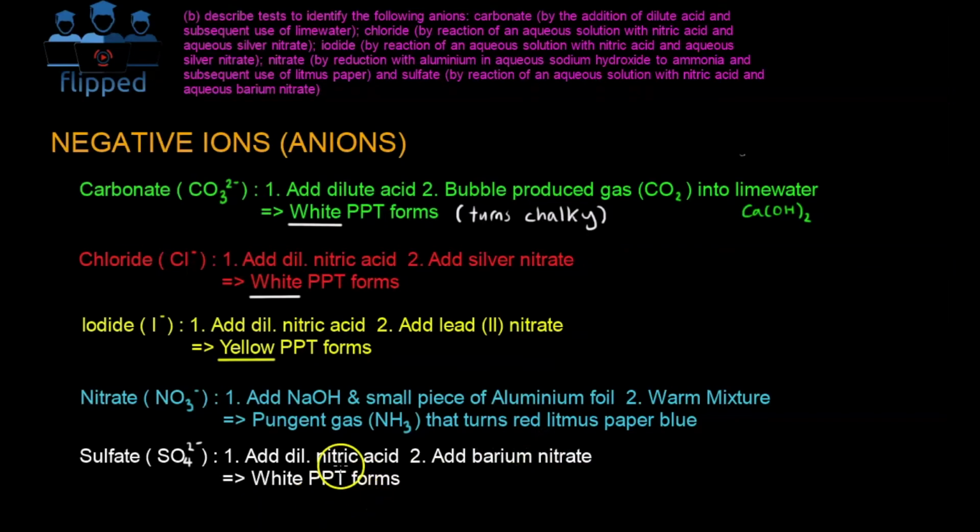So you can see that of the 5 anions we have to remember, 3 of them form white precipitate. One forms yellow precipitate, and finally nitrates, they don't form any precipitate, but instead they produce NH3, which is pungent, and they turn red litmus paper blue. And that is all for the 5 anions we have to know for O-level syllabus.